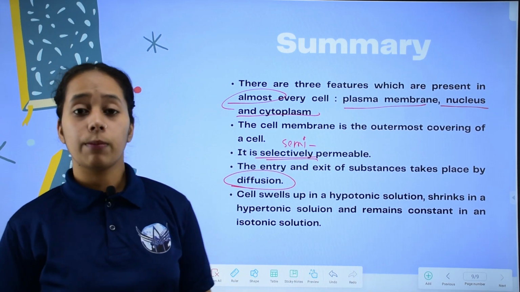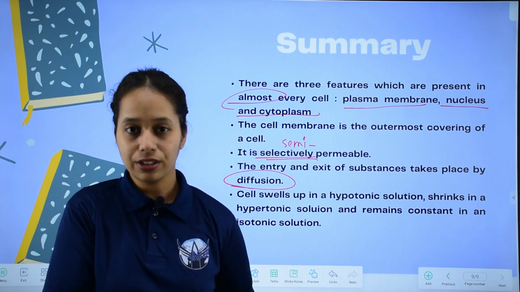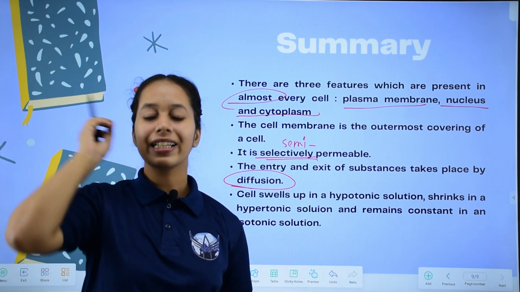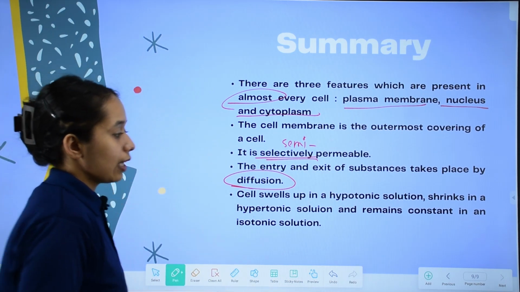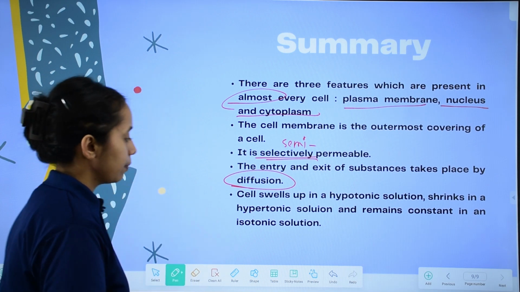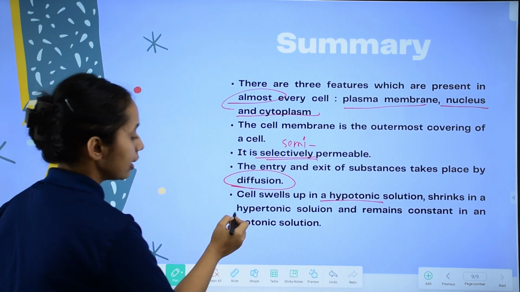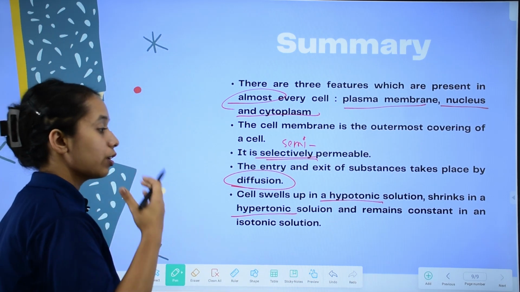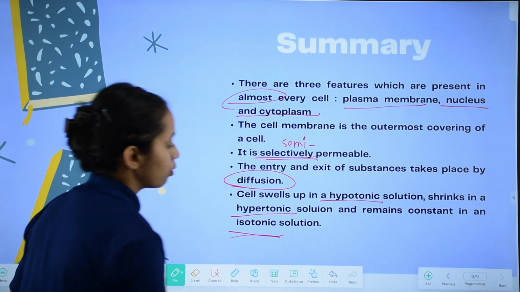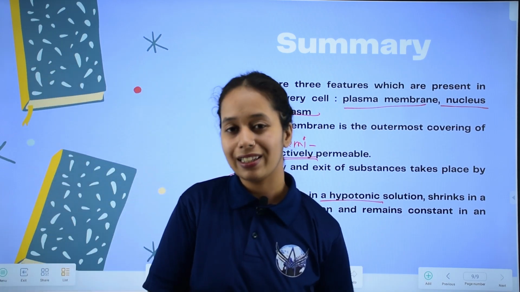And we also discussed about osmosis. What is osmosis? Osmosis is a special kind of diffusion where a semi-permeable membrane needs to be present no matter what. Then we discussed about hypotonic, hypertonic and isotonic. Cell will swell up in hypotonic solution, the cell will shrink in hypertonic solution, and the cell size will remain the same, or it will remain constant in an isotonic solution. So this was everything that we have discussed in today's class.